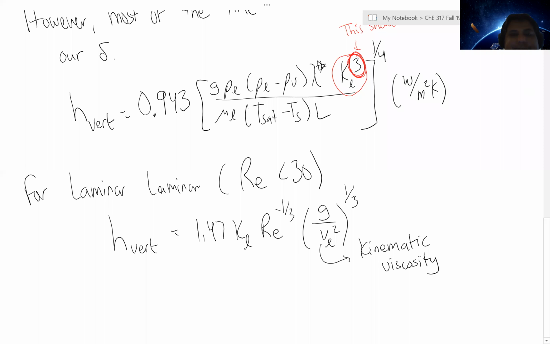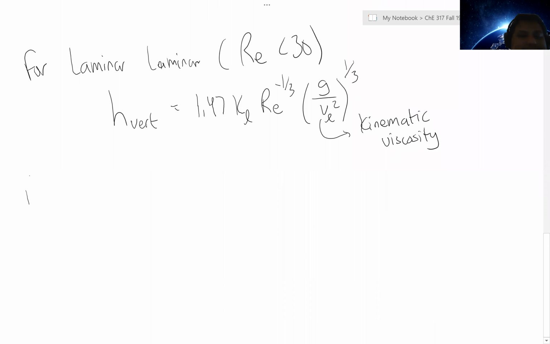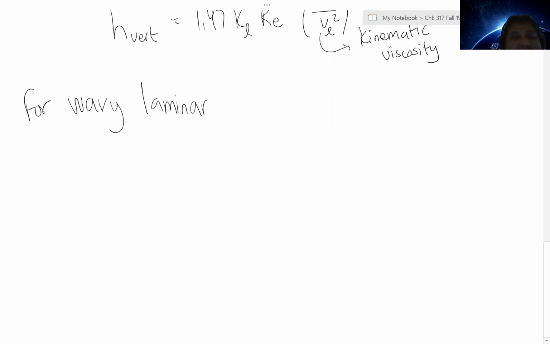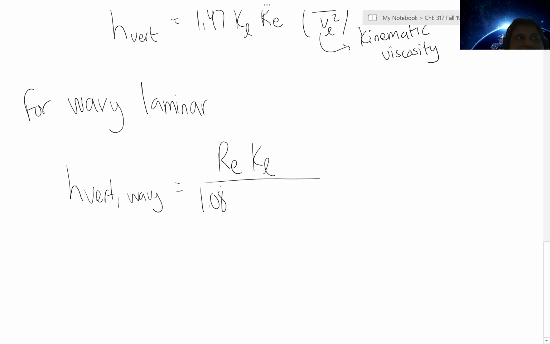And so for wavy laminar, which I should call wacky inflatable arm flailing laminar, it is Reynolds number times thermal conductivity of the liquid divided by 1.08 times Reynolds number to the 1.22 minus 5.2, times our gravity over kinematic viscosity of the liquid squared to the 1/3.